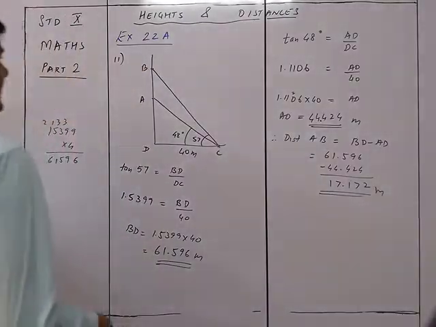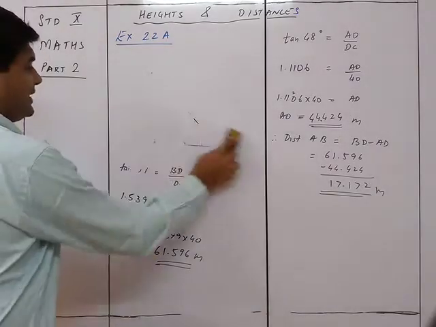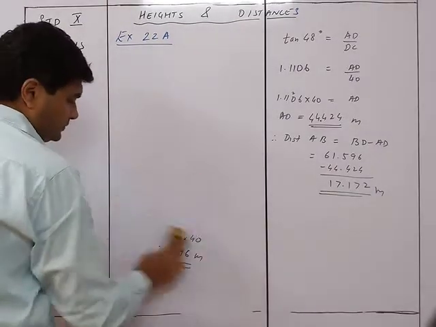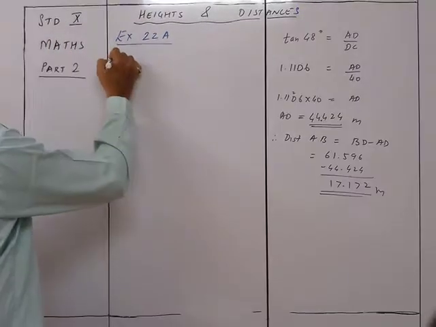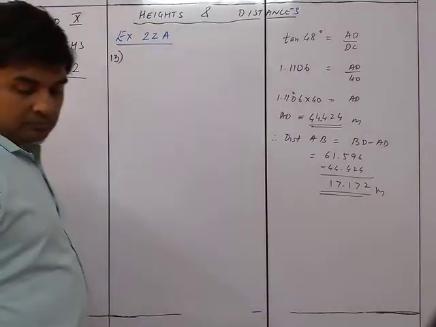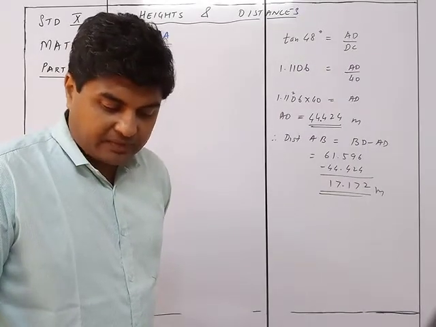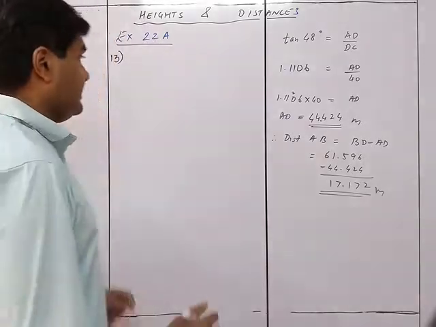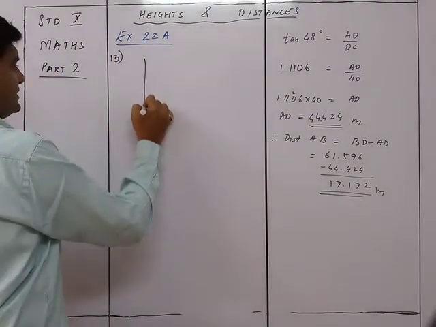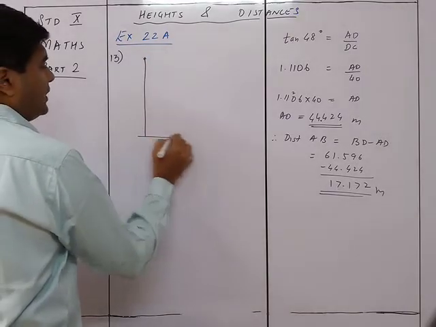Sum number 13, that's the last sum of this exercise. From the top of a cliff 92 meters high, the angle of depression of a boy is 20 degrees. So it is given that this is a cliff and you are at the top of the cliff and you are looking at a boy.